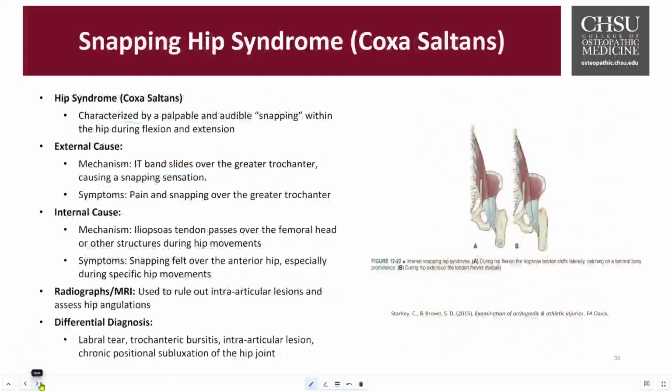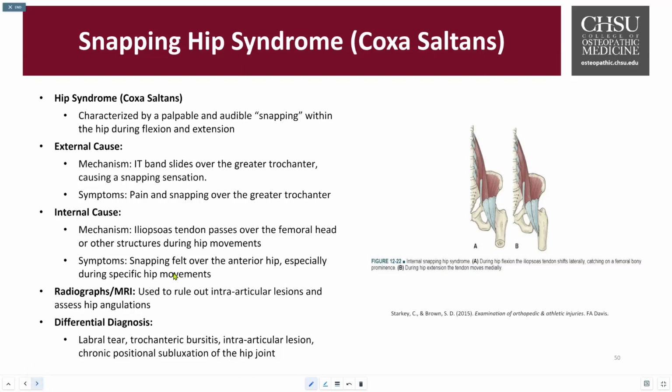Let's talk about two diseases and conditions. The one is called snapping hip syndrome, the coxa saltans. This hip syndrome occurs whenever there's a palpable, audible snapping sound within the hip during flexion or extension. Oftentimes it's caused by the IT band sliding over the greater trochanter, and the symptom is a lot of pain. As a result of this, there are usually two causes, the external or internal.